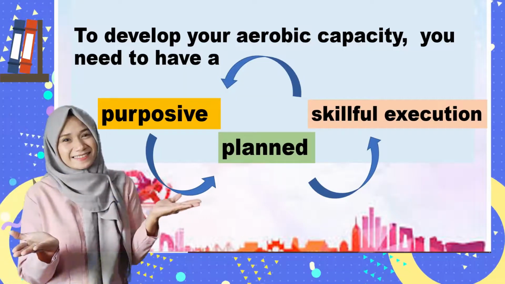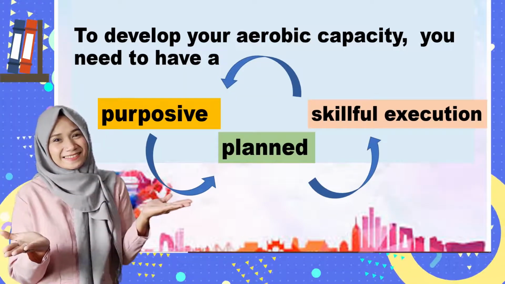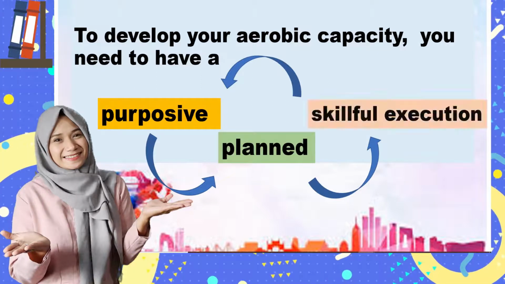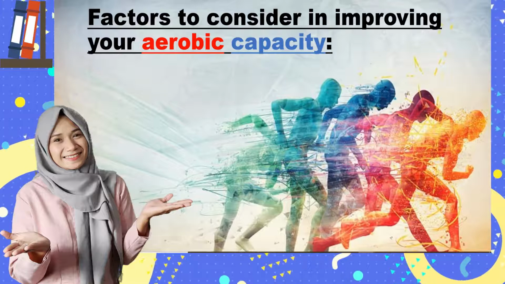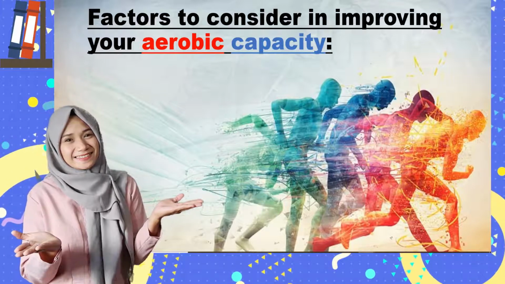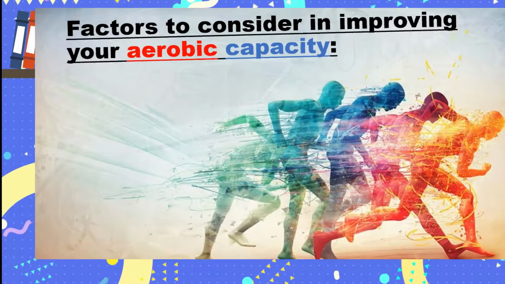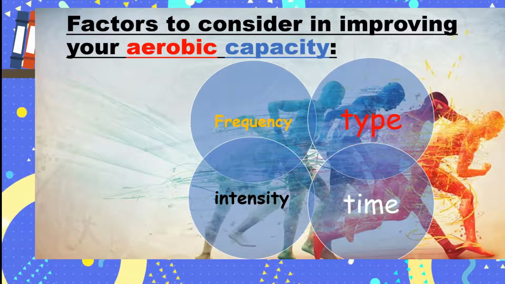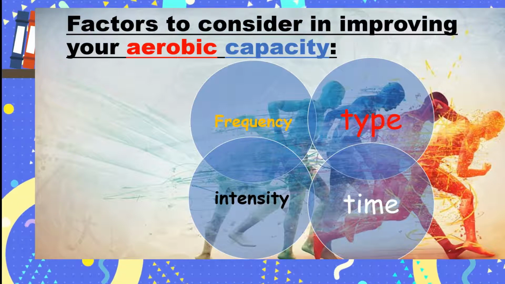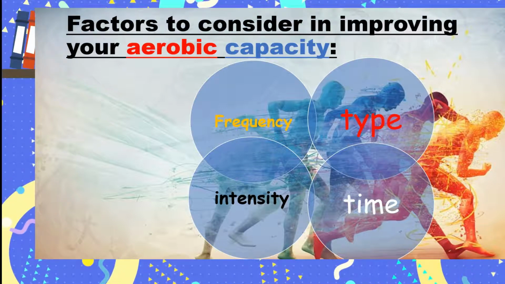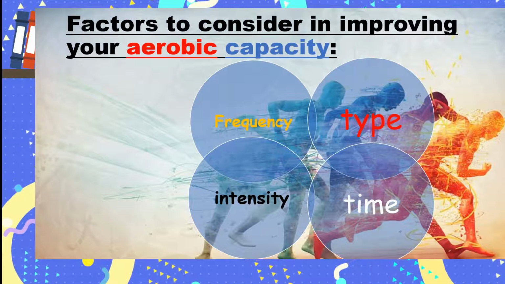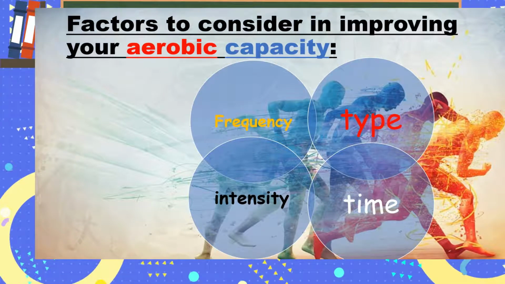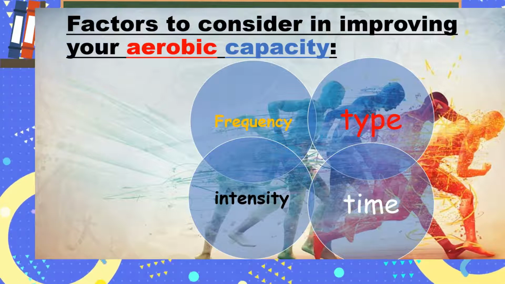To develop your aerobic capacity, you need to have a purposive, planned, and skillful execution. Here are the factors to consider in improving your aerobic capacity. First, we have frequency, intensity, time, and type. For frequency, how often? Aerobic workout can be done 3 to 4 times a week. Type. What variety of activity are you engaged with?